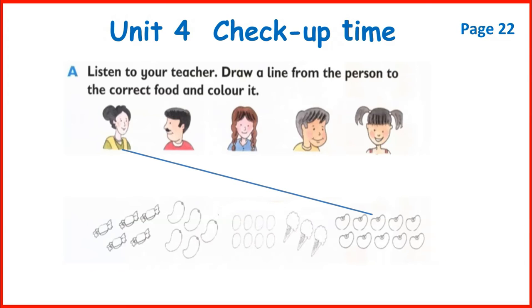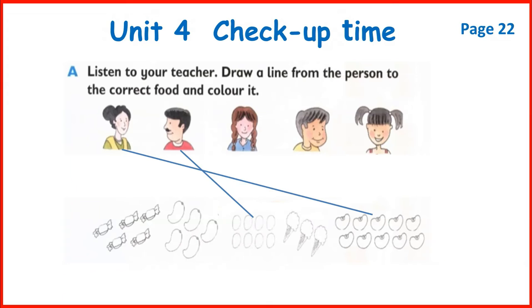Mummy has 10 beans. Now daddy has 8 eggs. Where are the eggs? Hurry up, tell me. Daddy has 8 eggs. Yes, you are right, they are eggs. Now match. Okay, and now Sarah has 5 sweets.